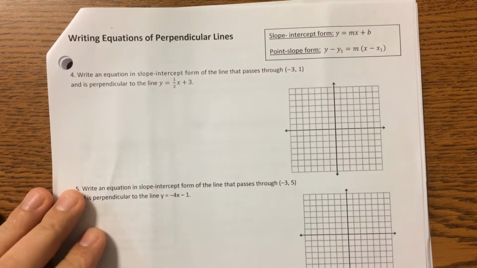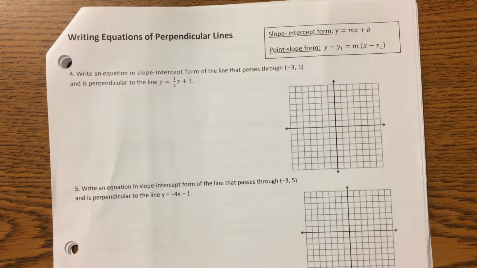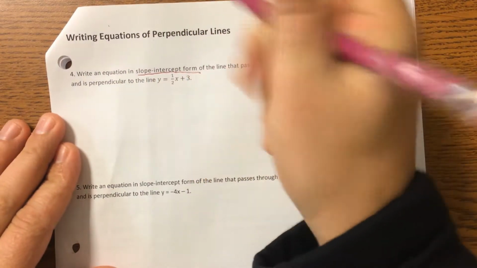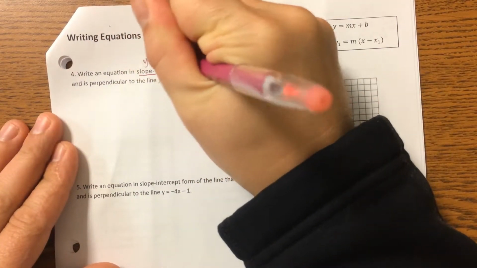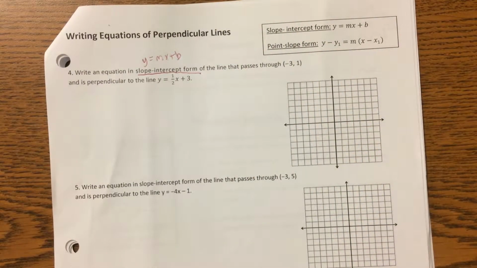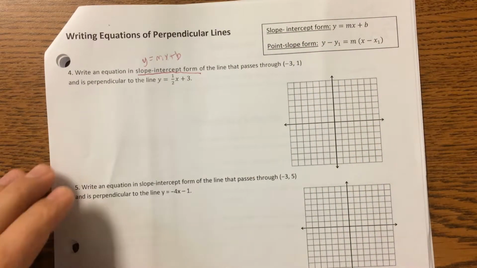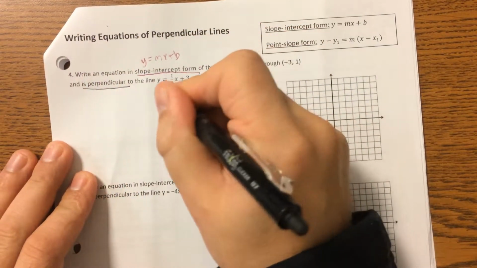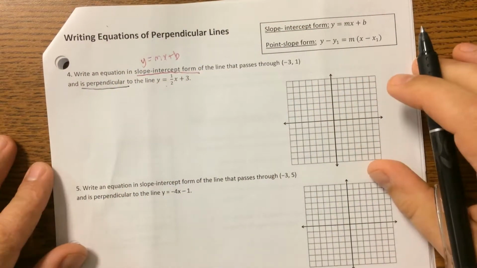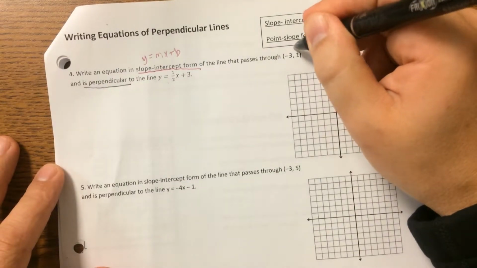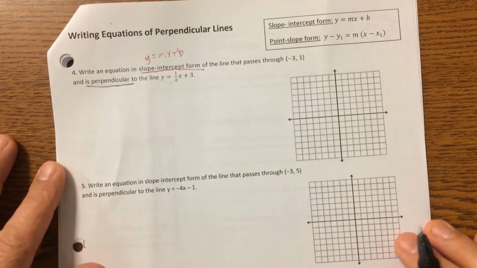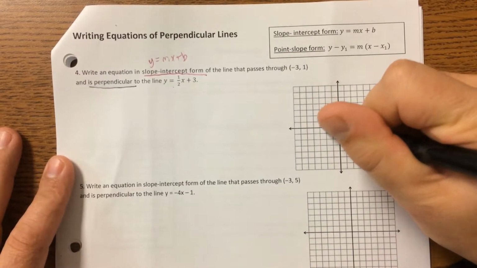So let's try to write some equations of perpendicular lines. This is just going to be more practice from what we did in the last unit, writing equations of lines, but also taking into consideration what has to be true about the slopes of perpendicular lines. Number 4 says, write an equation in slope-intercept form, which, if you recall, is y = mx + b, of the line that passes through (-3, 1) and is perpendicular to this equation right here. Number 1, the line has to pass through (-3, 1). We could plot that right away.